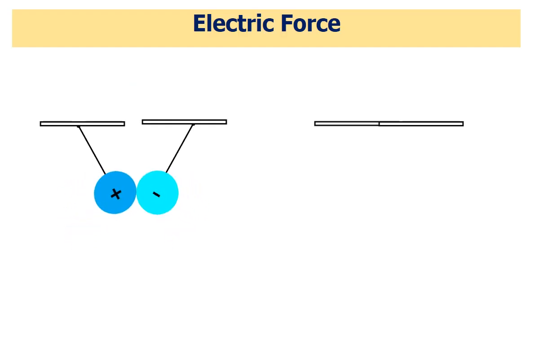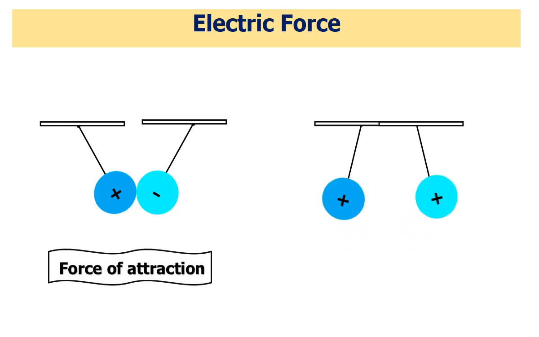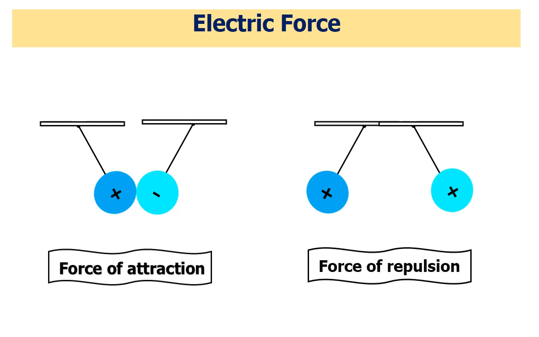Electric force. In that figure, you can see here two opposite nature charges attract each other. That force is called force of attraction. And in the second figure, you can see here two same nature charges will repel each other. That force is called repulsive force. So the electric force has two types. One is force of attraction, another is force of repulsion.